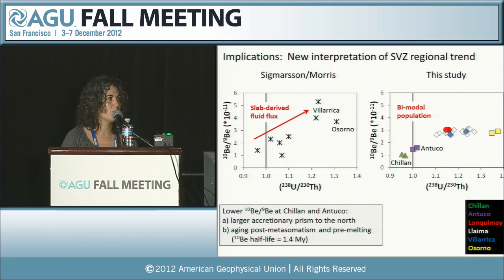And we might be able to attribute these low compositions to a larger accretionary prism in the northern portion of the arc. So this means that the beryllium-10 rich sediment that's at the top of the slab has been scraped away. And/or we can attribute it to the aging post-metasomatism and pre-melting that I described for the small eruptive centers surrounding Rica.